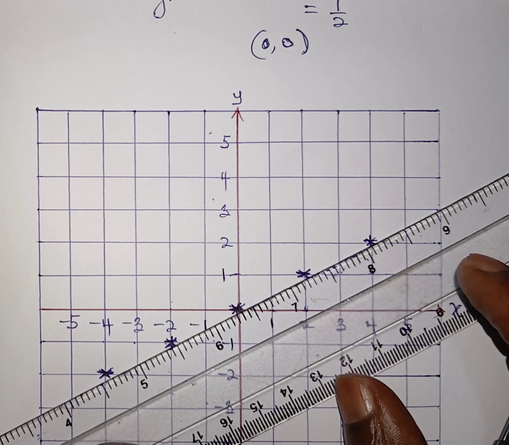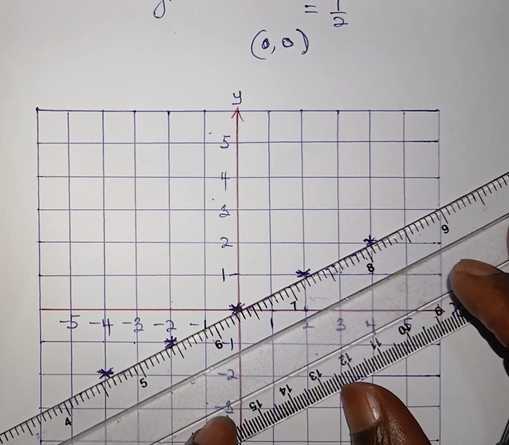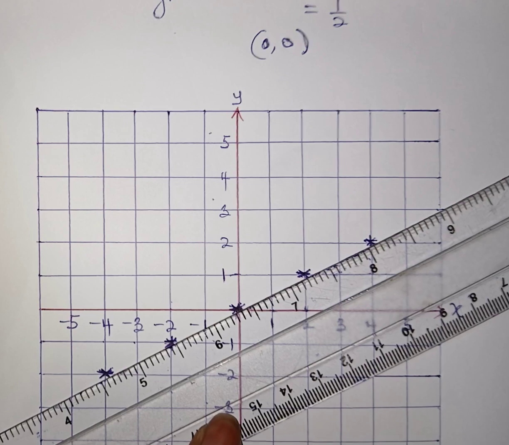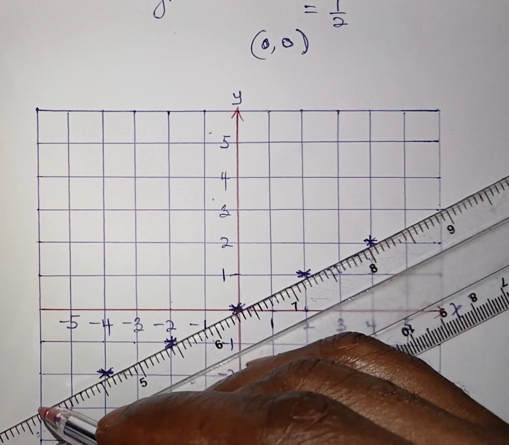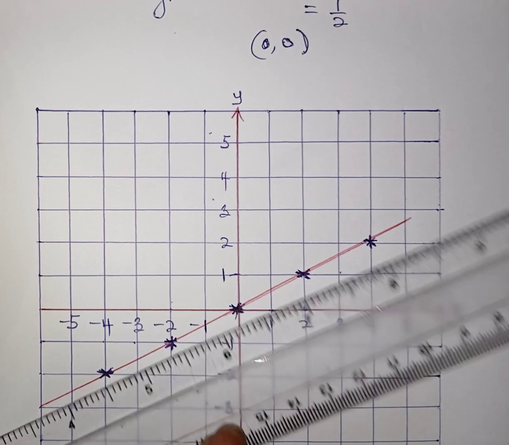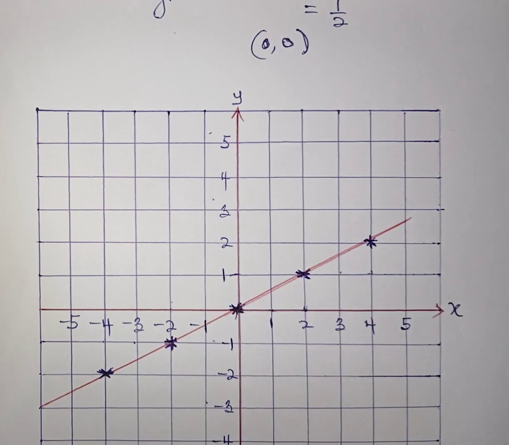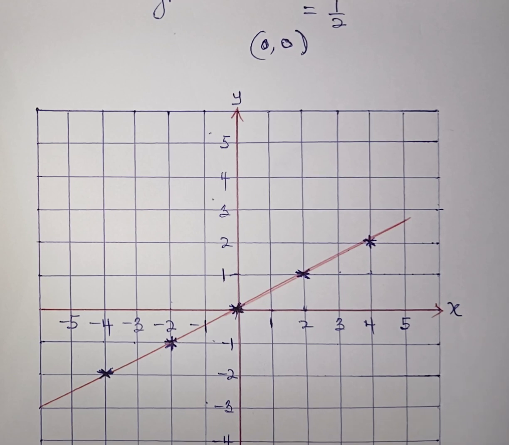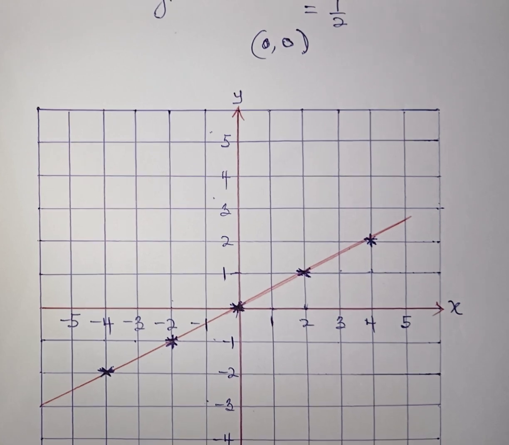So whenever you have similar examples, you should know how to go about it. It's very simple. All right, so let me join them together. So this is my straight line. That's it. So you see that these graphs and diagrams are very, very easy. You can just do that easily.